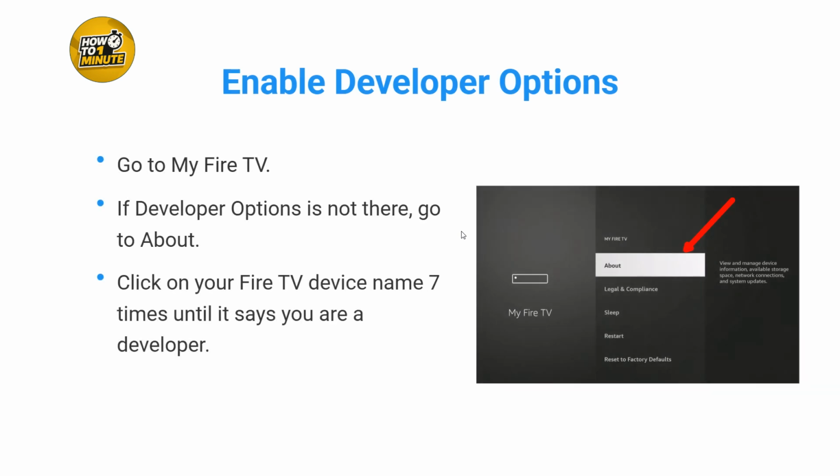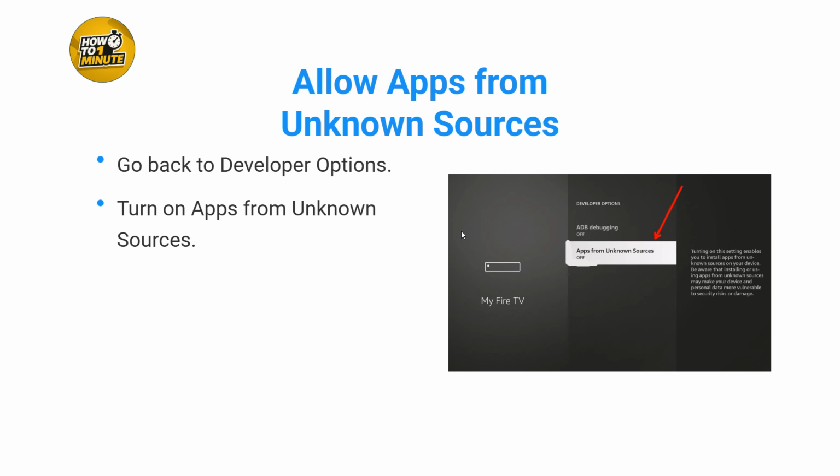Now, if you don't see Developer Options, go to About. Tap on your Fire TV device name 7 times until it says you are now a developer. Once you are a developer, go back and open Developer Options. Then, find Apps from Unknown Sources and turn it on.